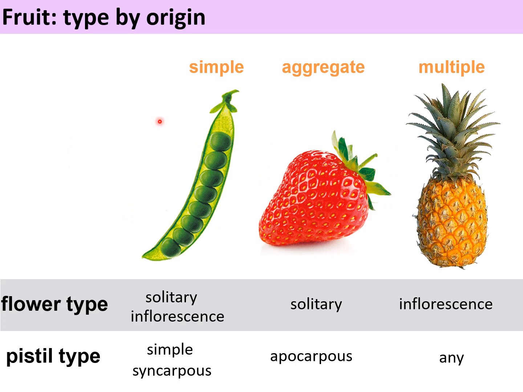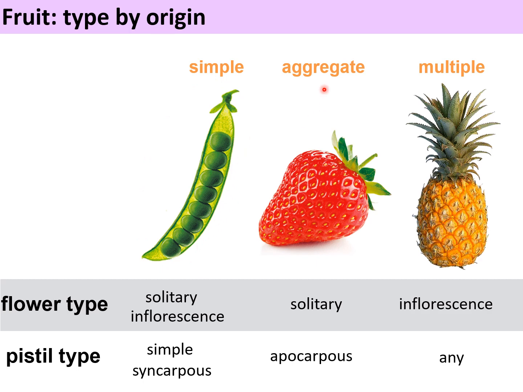If we characterize the fruit type by the origins, or the pistil type of the flower, we can separate it into three types: simple fruit, aggregate fruit, and multiple fruit. Simple fruit develops from a solitary flower or simple flower, or maybe an inflorescence, but each flower should have a simple or syncarpous pistil only. This is the simple fruit.